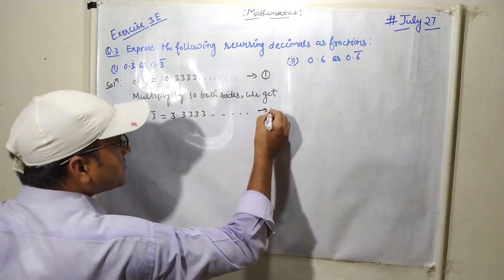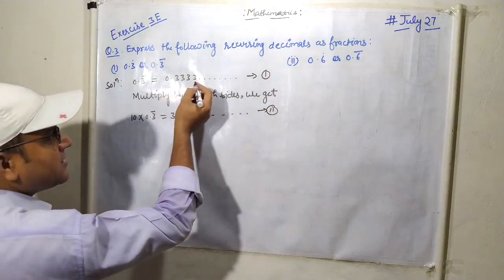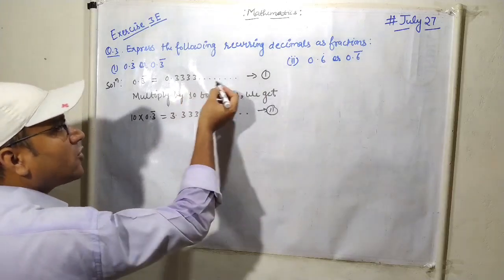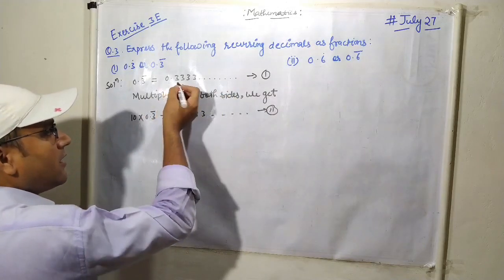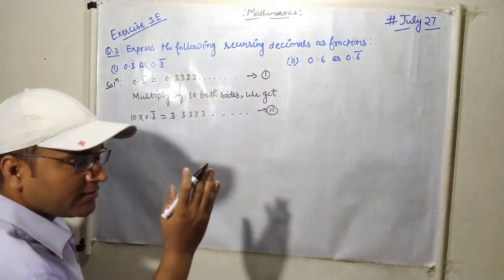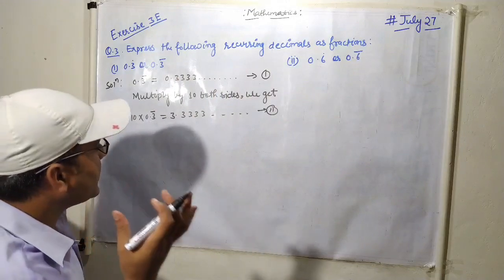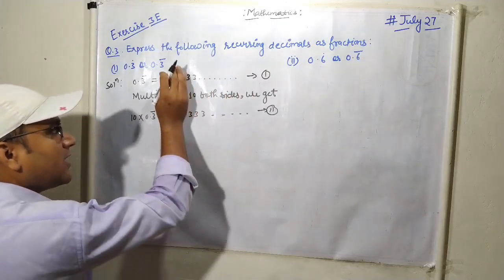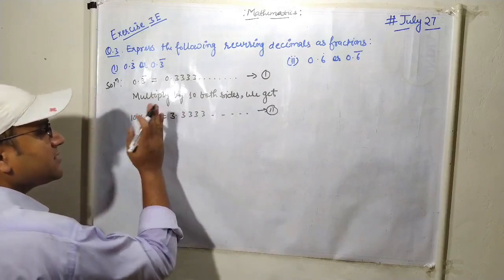This is equation 2. Here is one confusion, students. You have seen this, I have taken a 3 and then a dot here also, because our aim is to change this so that if we subtract it, the decimal part should be 0. We get only a natural number. If we subtract equation 1 from equation 2, then after the decimal point it should be 0. That's why we change it in this form.